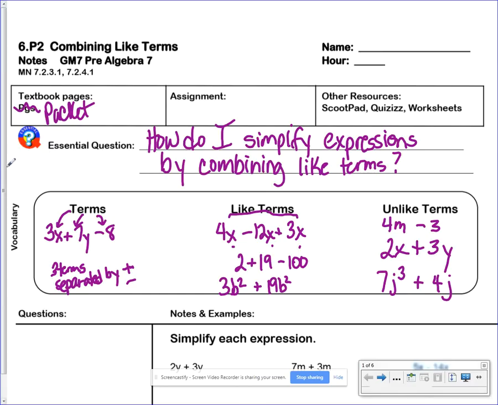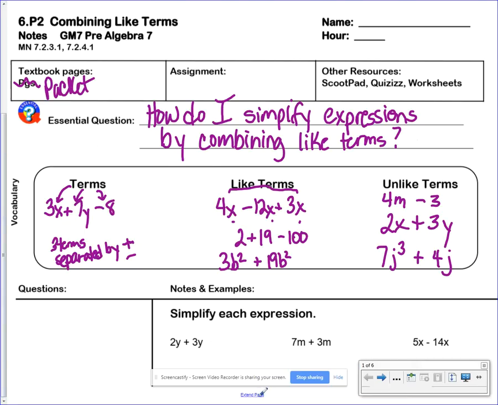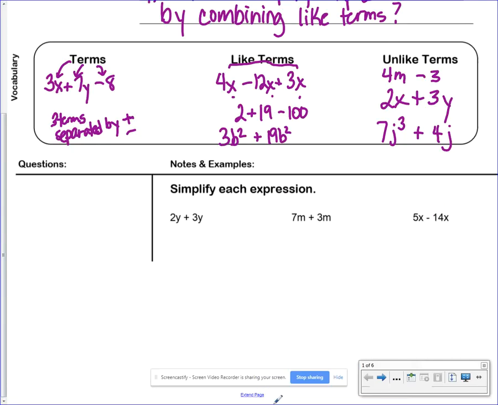All right, let's start taking a look now. There's a whole bunch of examples, and you're going to say, oh my gosh, it's so much work. All you have to do is determine, are any of these terms like terms? Then I can combine them by adding or subtracting the coefficients. I should have put that term up there too. The coefficients are the numbers that are in front.